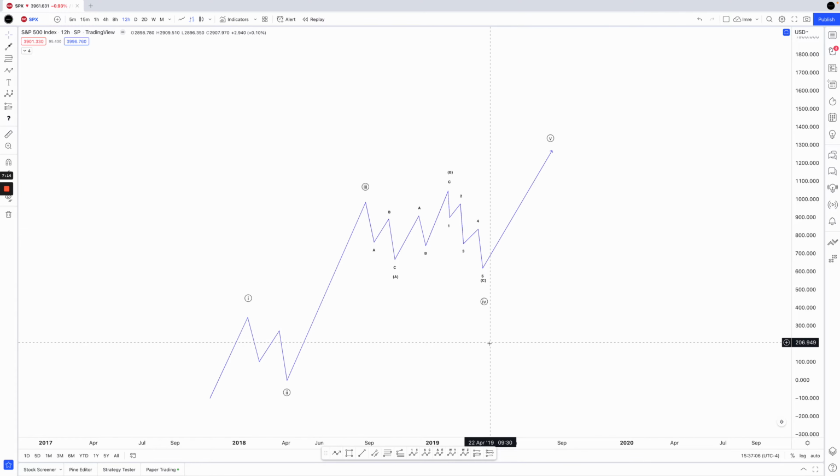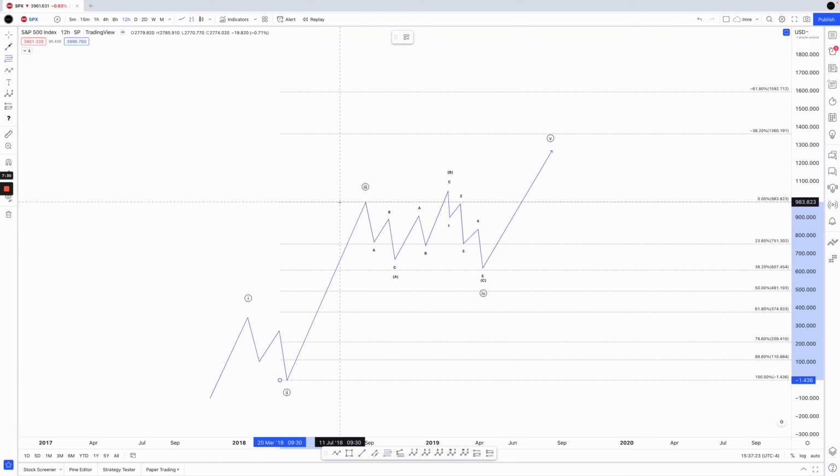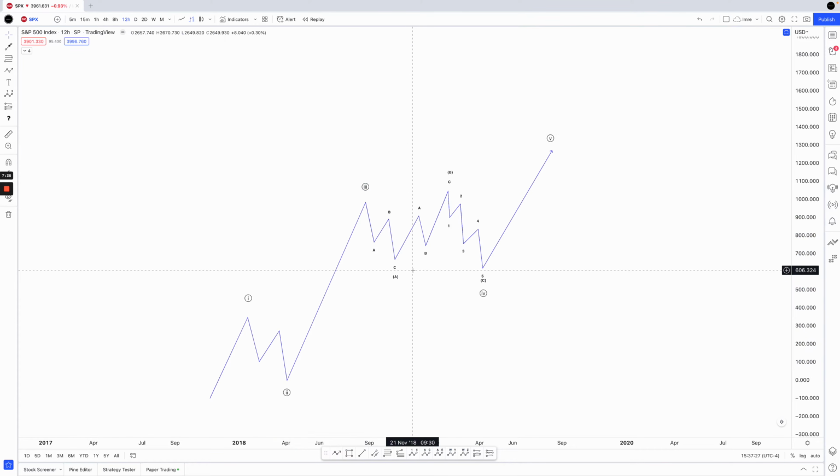Another hint that we have is that zigzags are part of the family of sharp corrections. So if we get a zigzag, like we see in wave 2 here, and then we see this little zigzag here for wave 4, well, that's not sharp. It just doesn't correct enough of wave 3, all right? It doesn't even touch 38.2%. A zigzag typically goes 50% at least of the prior wave, if not more.